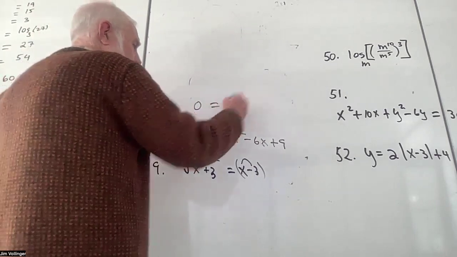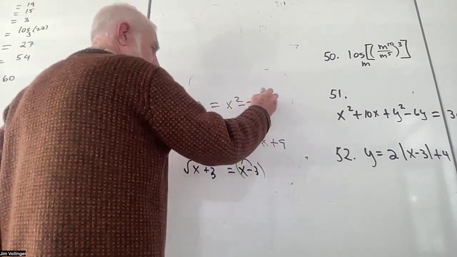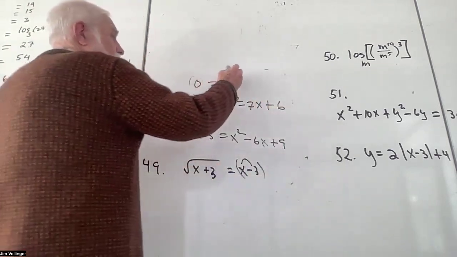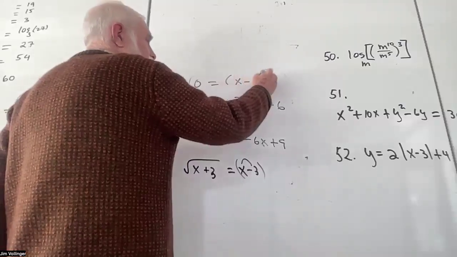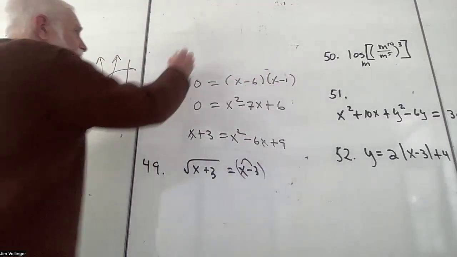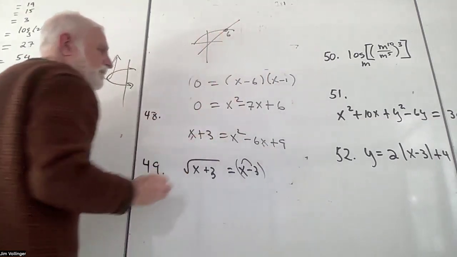All right, so now we can set it to 0. We've got x squared, take an x away, minus 7x, bring the 3 over, and it looks like I've got plus 6. Well, I see that as x minus 6 times x minus 1. So if we remember the drawing, which I erased, there's only one answer, and it's over here at 6.